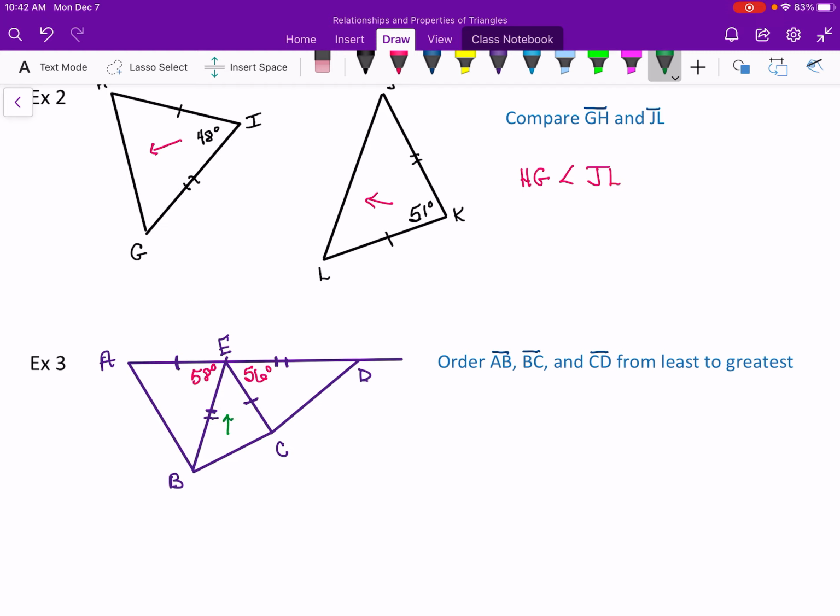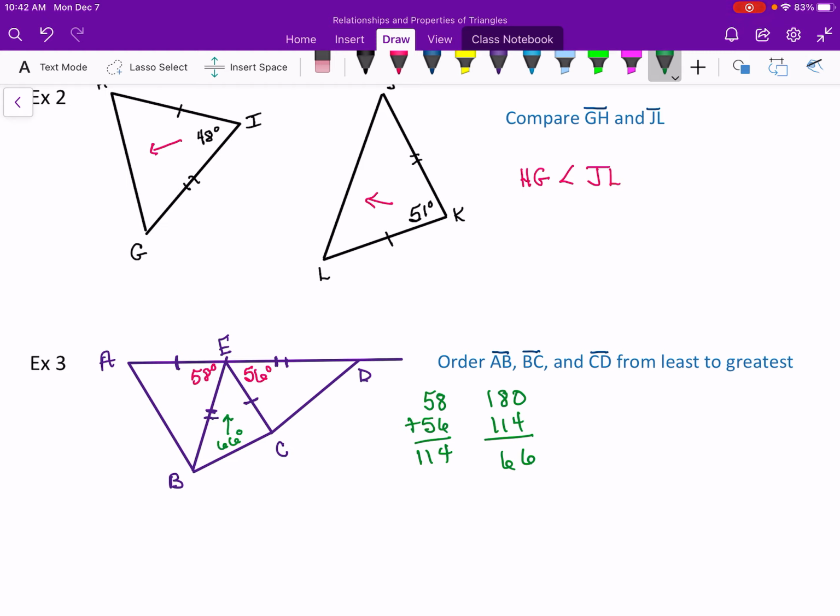Since all 3 together make a straight line, if we add the 58 and 56 together, that's 114, and subtract that amount from 180, which is the number of degrees in a straight line, we will find out that that angle up there is 66 degrees.